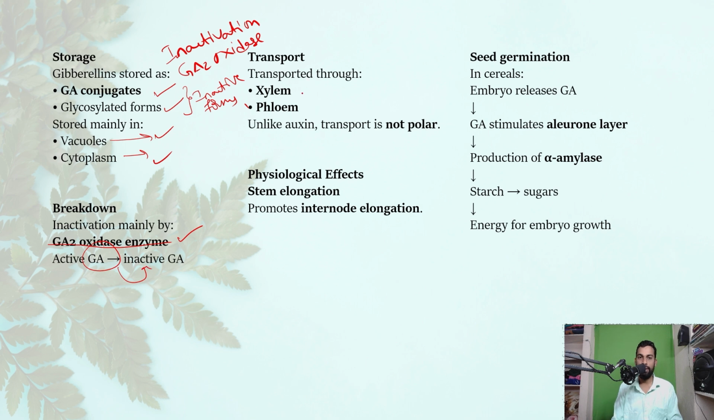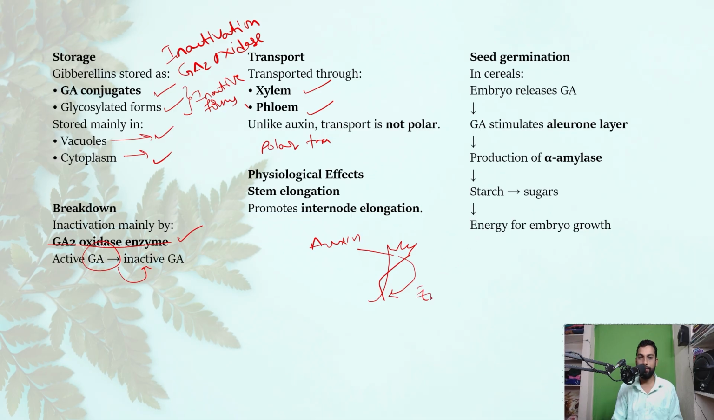When required by the plant, how does transport happen? Let us see. These are transported through xylem and phloem. It is not a polar transport like auxins. What is polar transport? Polar transport happens in auxins. What is the place of auxin production? I told you in the previous class. Auxins are produced at the top and transported down.